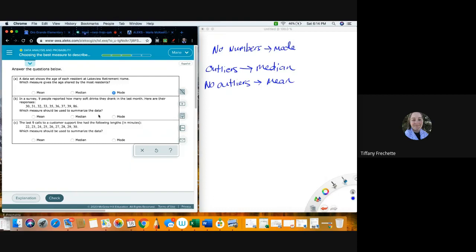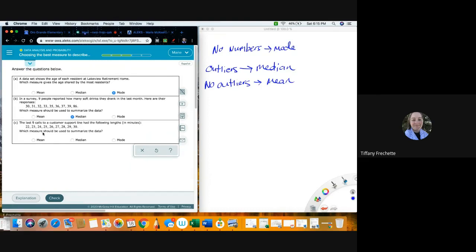So in a survey, 9 people reported how many soft drinks they drank, geez Louise, in the last month. Here are their responses. So we have consistent amounts going up 1 or 2, maybe. Yeah, it looks like just 1 or 2 at a time. And then all of a sudden, poof, that jumps up a lot. So that means we have an outlier here. We want to go with median.